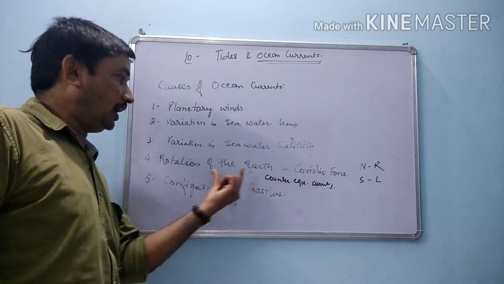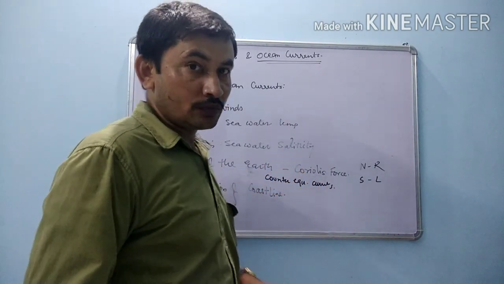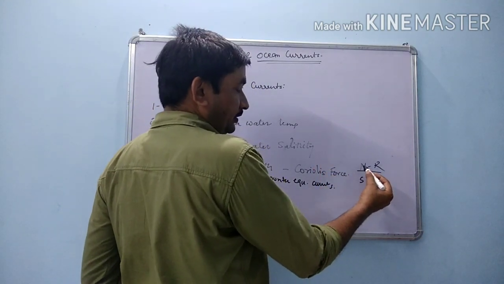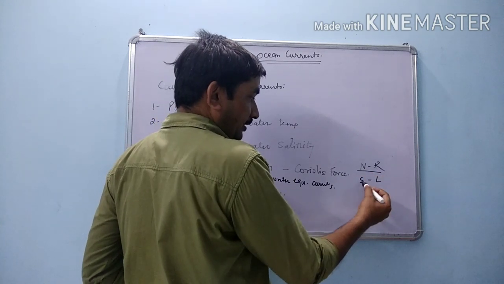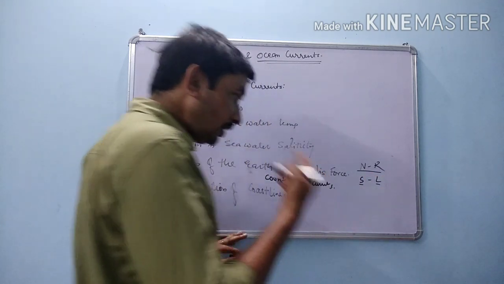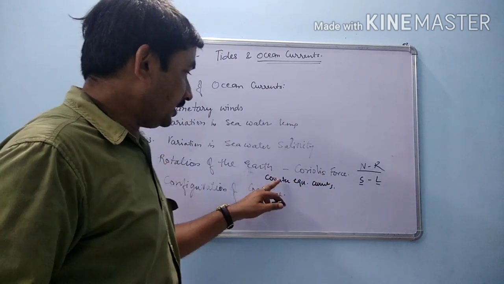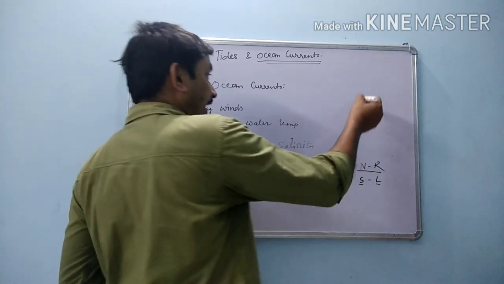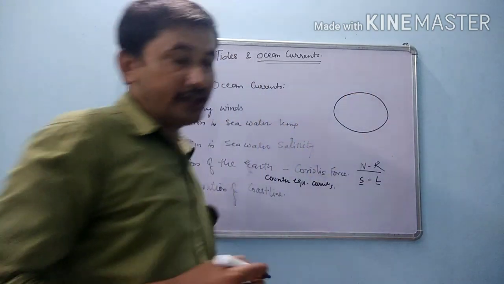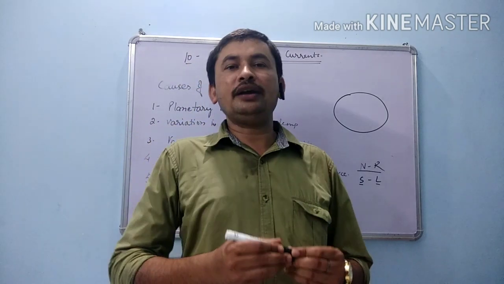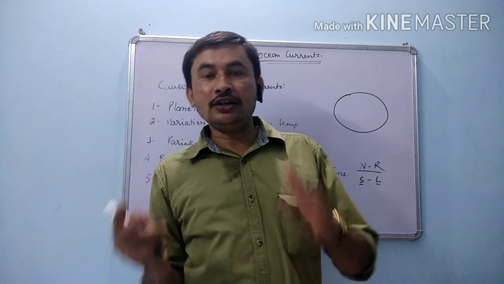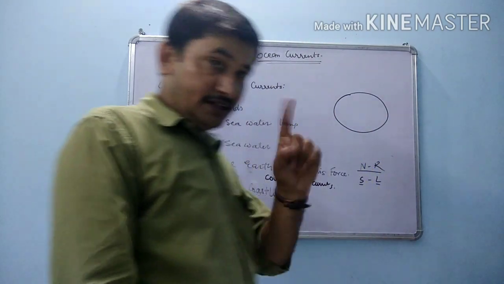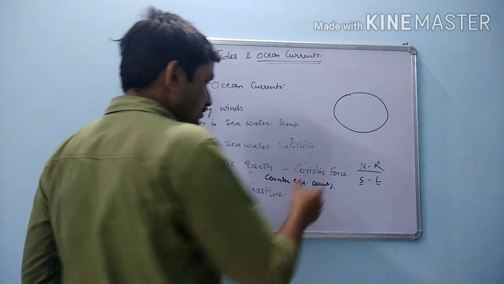Next one is the rotation of the Earth, the Coriolis force. In the northern hemisphere the currents are deflected to the right, and in the southern hemisphere to the left. It is the effect of the Coriolis force. The counter equatorial current is the effect of the Coriolis force. You notice when you are sitting in a vehicle and the driver takes a right turn, your body is deflected towards the left, not with the turn. It is the Coriolis force.